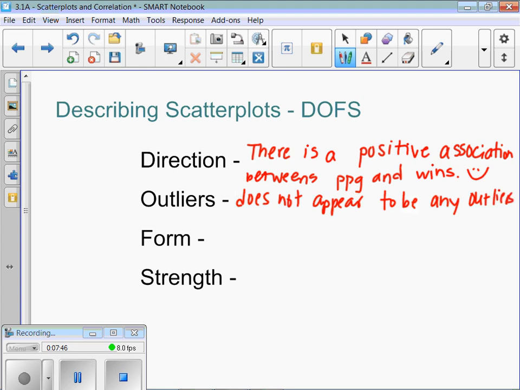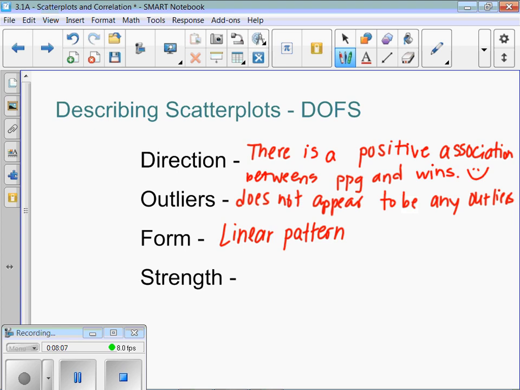For the form, it's always going to be linear or not linear on these. You could have a curved form, I guess. This one has a linear pattern, which most of them will.